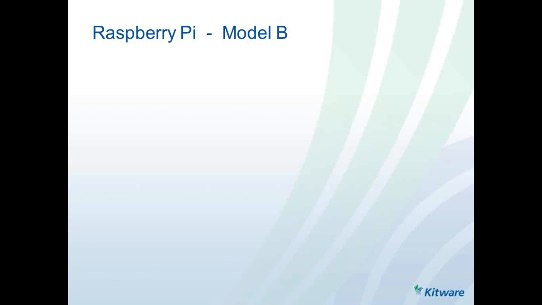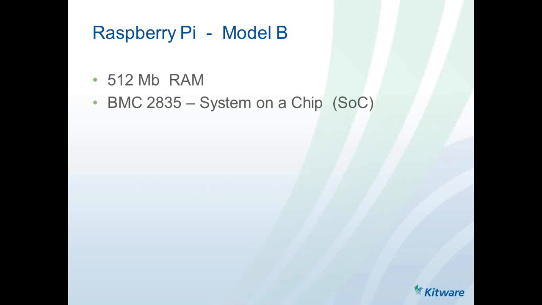So let's take a quick look at what it is that you get in the board. This little computer has 512 megabytes of RAM, and it has a system on a chip, which means that you have the microcontroller or processor integrated in a single chip with some of the auxiliary devices that control, for example, input, output, and so on.